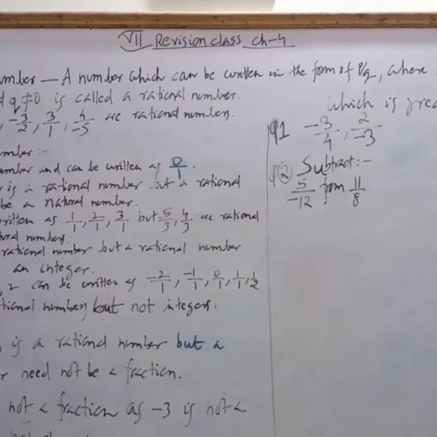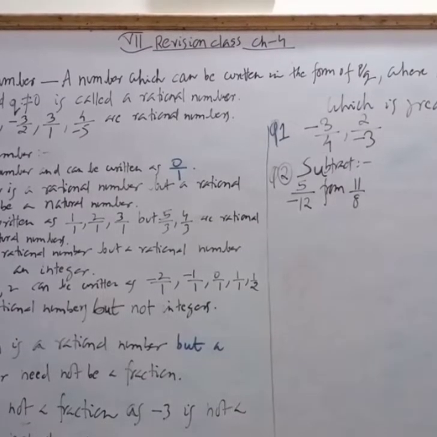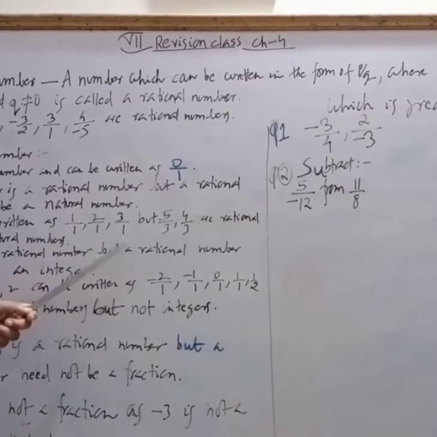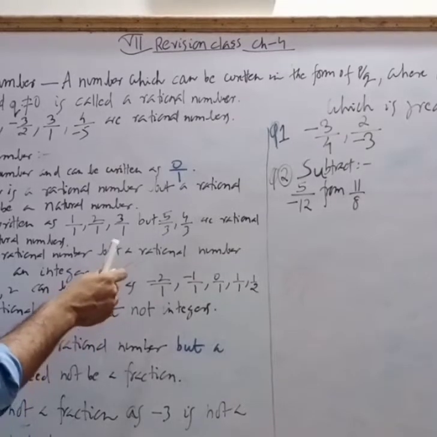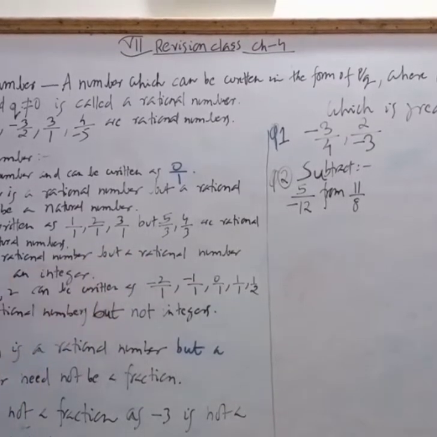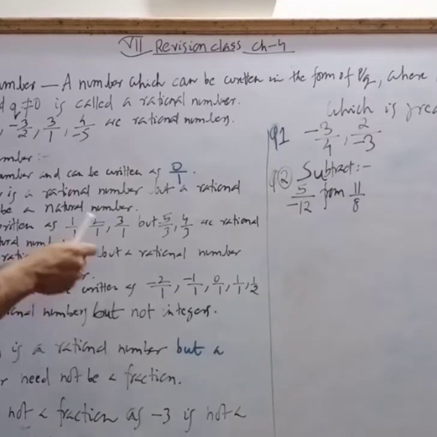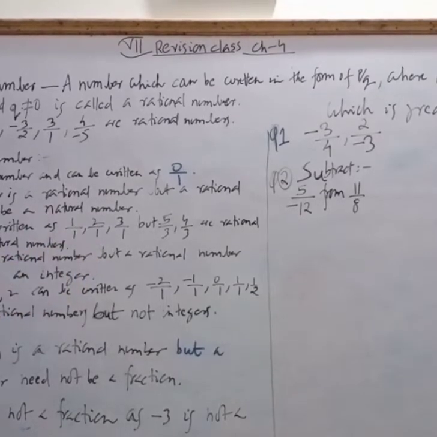I have given one example over here. 1, 2, 3 are the natural numbers and they can be written as 1 by 1, 2 by 1, 3 by 1. But rational numbers such as 5 by 3, 4 by 3 are rational numbers, but we cannot call them natural numbers.